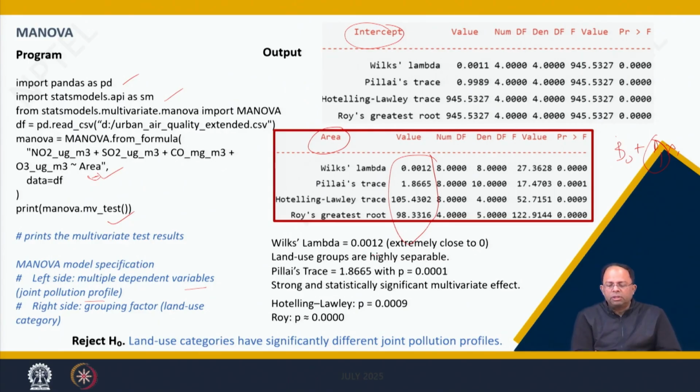The first one is 0.0012, which is extremely close to 0, and that means that land use groups are highly separable. Then there is Pillai's trace, which is 1.865 with a p-value of 0.0001, which is a strong and statistically significant multivariate effect, which we also established earlier. Then for Hotelling-Lawley and Roy's, these two estimates, we get significance values much lower than 0.05. That means we can reject the null hypothesis, and we can say that land use categories have significantly different joint pollution profiles.